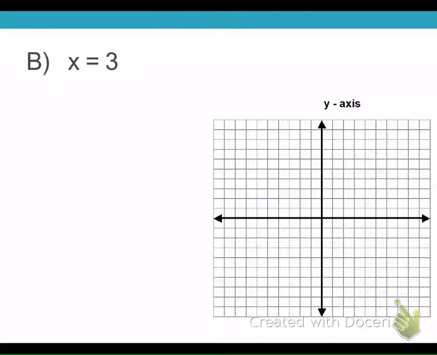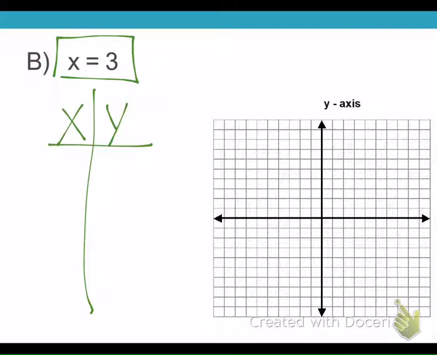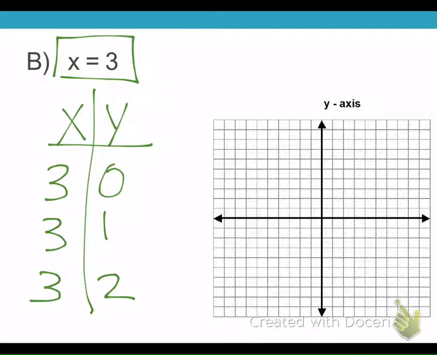Now, this is what I like to call a special case. So I am still going to make an XY table for this one, or an XY chart. However, all my x's have to equal what? 3. This is one where you get to make up the y's. Someone give me a y. 0. 1. Okay, the standard. So you can make y whatever you want. X is always 3. Let's graph these.